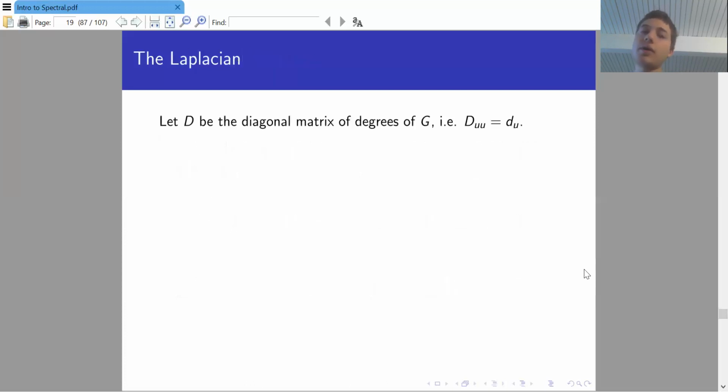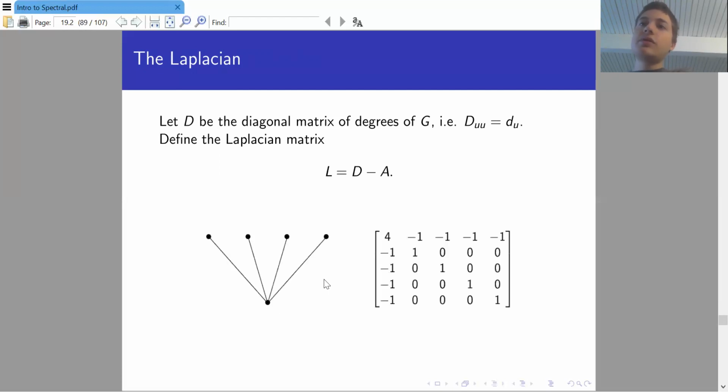Right, so I want to talk about two other common matrices used instead of the adjacency matrix. The first of these is called the Laplacian. To define this, we first define capital D to be the diagonal matrix of degrees of G. In other words, it's a diagonal matrix where the UU entry is equal to the degree of vertex U. And with this, we can define the Laplacian as D minus A.